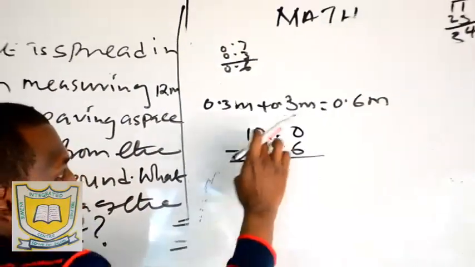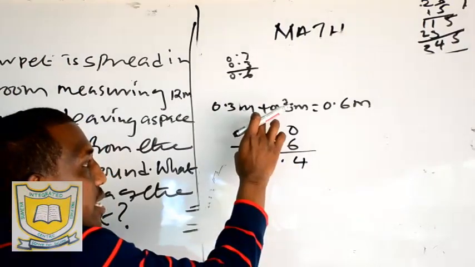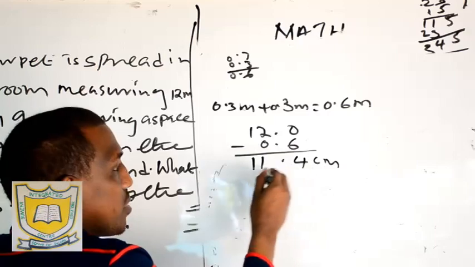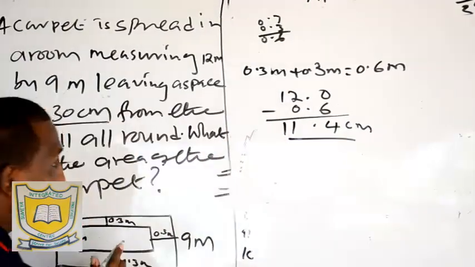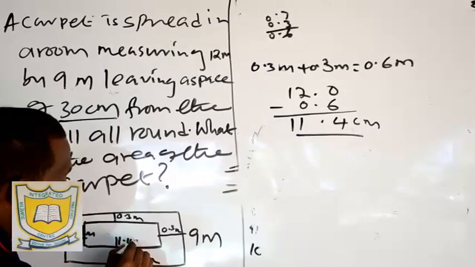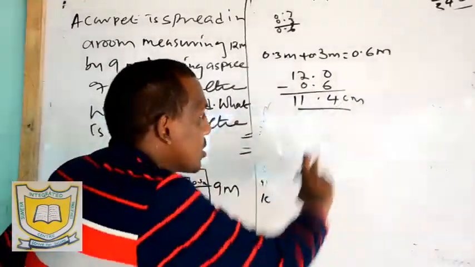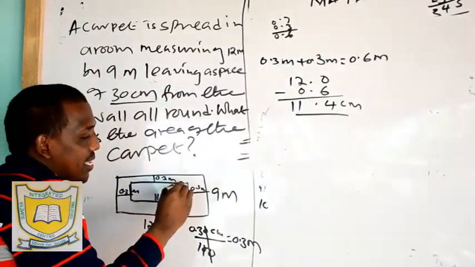So subtract now. Borrow 1. Here is 10 minus 6, 4. Here point. Here remains with 11. So you get 11.4 meters. So the length of the carpet is 11.4 meters. Fine. What is remaining is the width now. Let us get the width of the carpet.